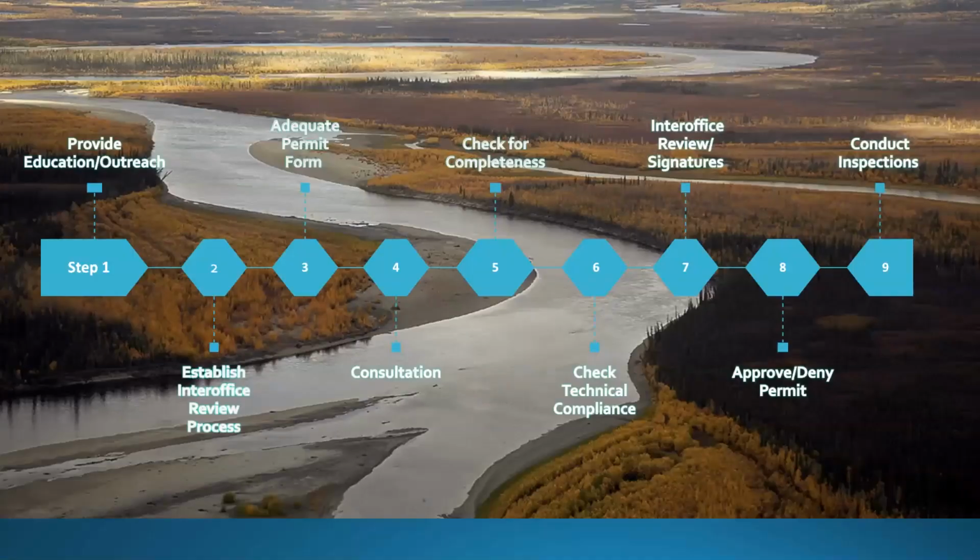I have broken down this permitting process into a basic 9-step process. First, you want to provide education and outreach to the public. You want to establish an inter-office review process. And then step 3, make sure that you have an adequate permit form. And step 4 is an optional consultation. So these first 4 steps happen before we even start looking at the permits. And then number 5, we're going to check it for completeness and then technical compliance. And then you send it off to your inter-office review process, and then you either approve or deny the permit. And upon approval, you'll be conducting inspections.